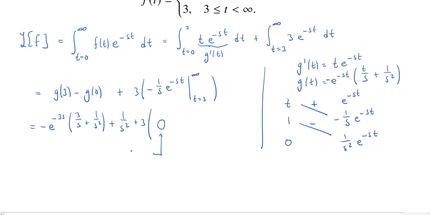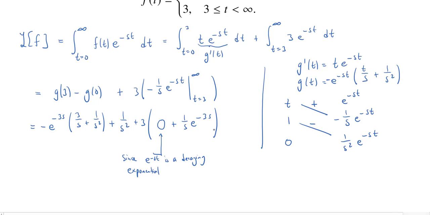If we want explanation, since e to the negative st is a decaying exponential. Okay, then we're going to subtract what happens when t equals 3. Now, when we subtract a minus, we'll get a plus, and then we'll have 1 over s e to the negative 3s. Okay, so we have now found everything.